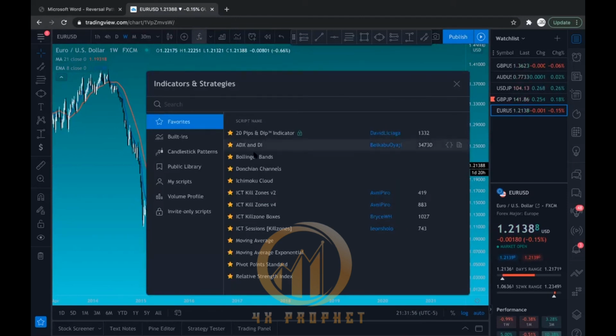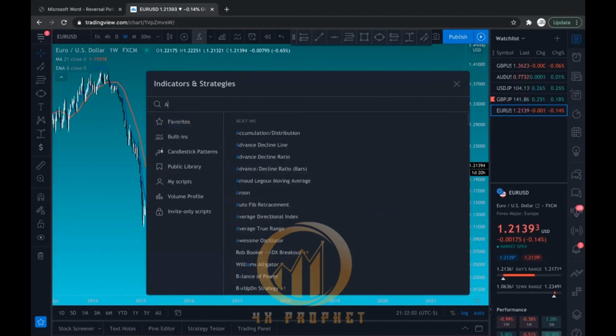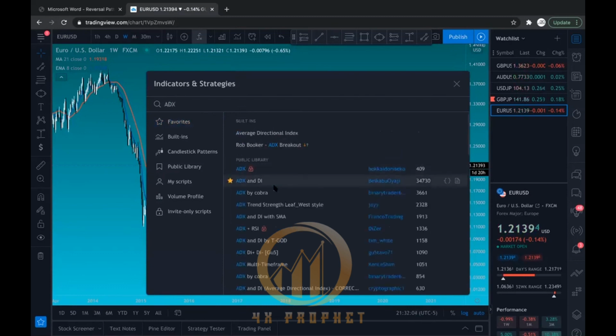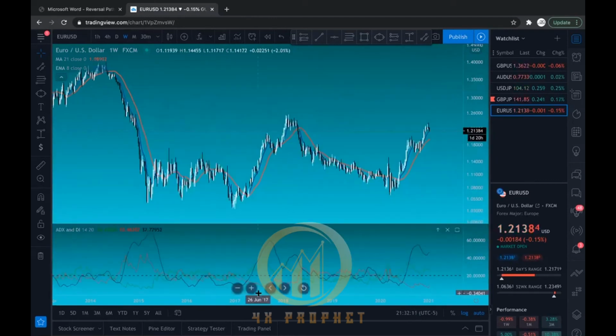And what you want to do, this is right here. Of course, you see I have all the indicators that I use starred. So what you want to do is type in ADX in the indicator list, and look for ADX and DI. You star it and you just click it. You put it on your chart. Now, I'm explaining it briefly. It's real simple. This is going to change your trading game. I'm telling you.